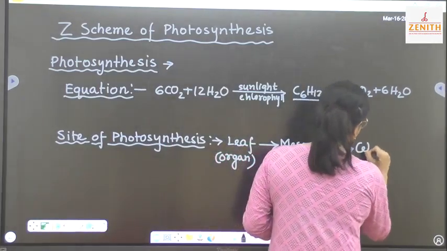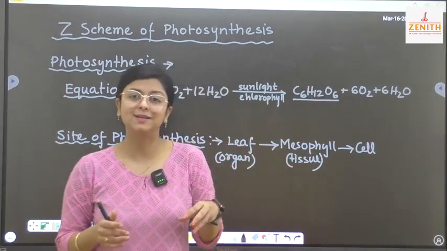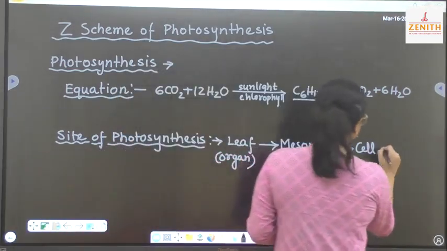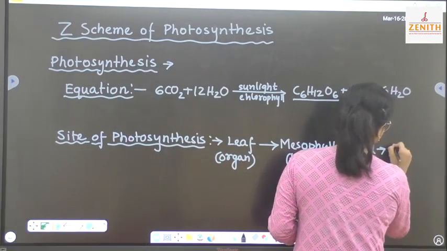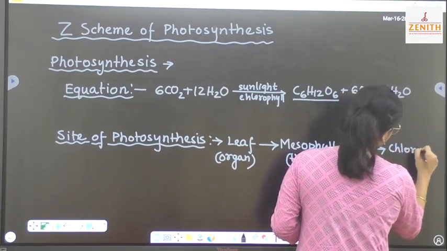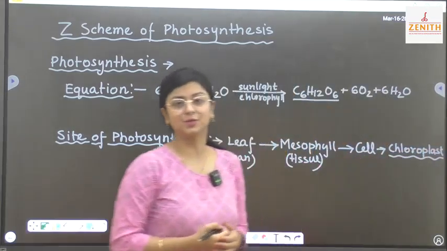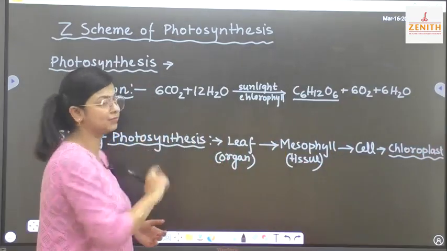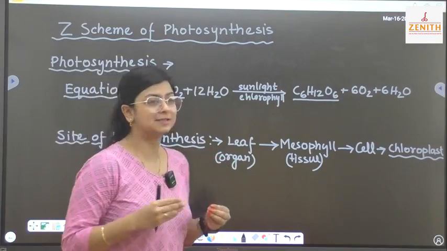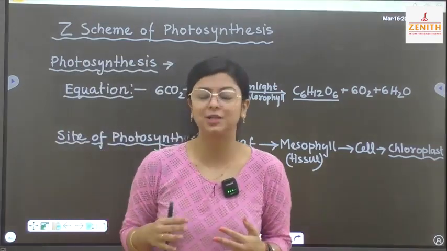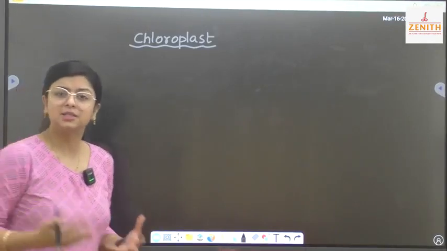Inside the parenchyma cell, we know that some organelle is there. Here the organelle which is present is known as chloroplast. Inside the chloroplast, which is present in the mesophyll cell of the leaf, photosynthesis occurs. So chloroplast is also known as the kitchen of the plant. What is actually a chloroplast?